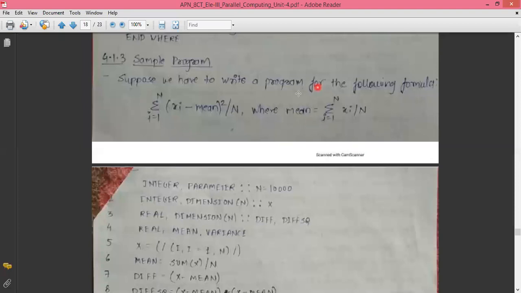Okay, so the problem statement is to calculate the variance. This is the formula of a variance which is given to us. What is the reason behind considering only this particular problem statement? Because every time in the university examinations, whatever question is asked is based on this particular formula only.